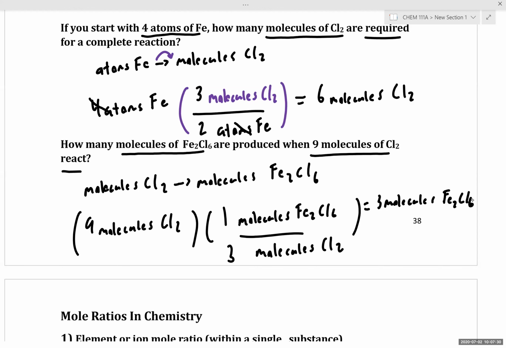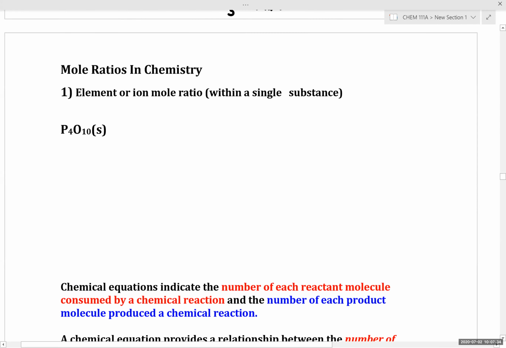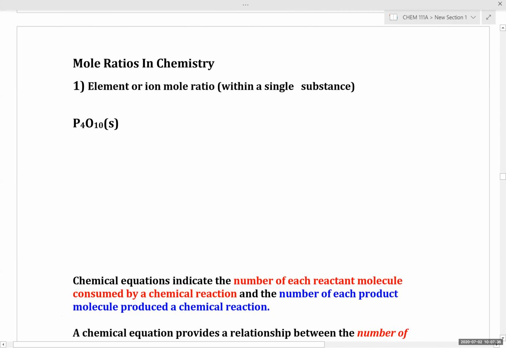So if I don't see any other questions in the chat, let's really try to draw parallels with our previous knowledge. So mole ratios in chemistry come in two major categories: an element or ion mole ratio. These are within a single substance. This is often called the quote unquote formula ratio.